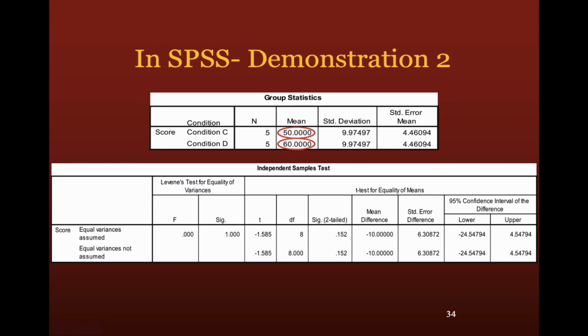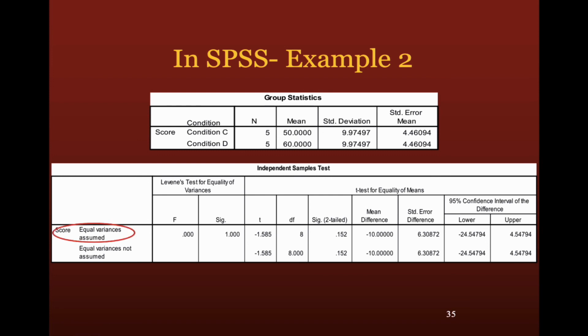So again, I'm just highlighting where to find things: the means, standard deviation, Levene's test, our t-value, our degrees of freedom, and then our p-value. And again, because that p-value is greater than 0.05, it is not statistically significant.